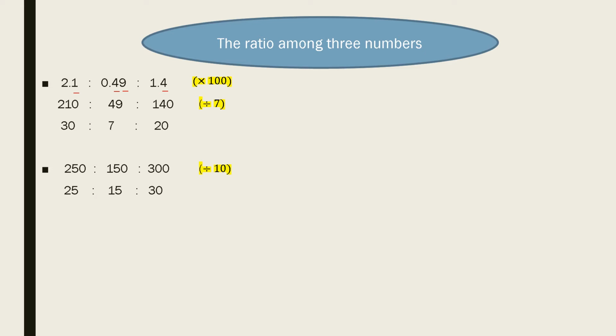25 to 15 to 30. Divide all of them by 5, because we have 5 and 0 in the units place, to get the simplest form, 5 to 3 to 6.